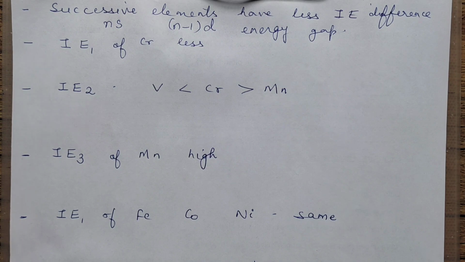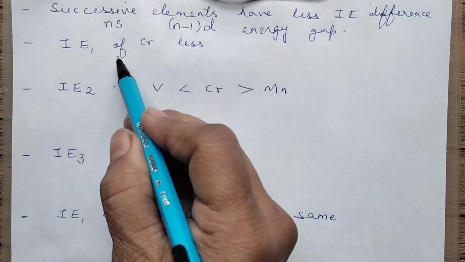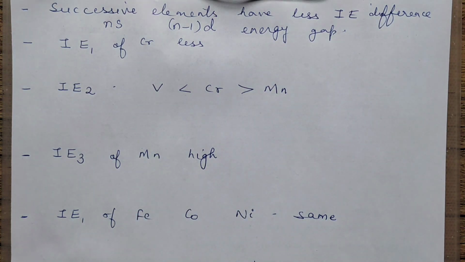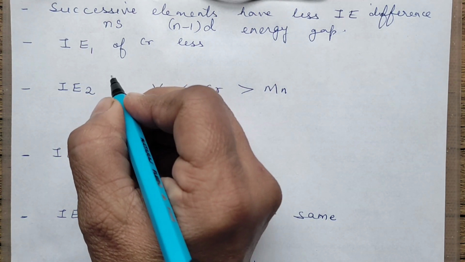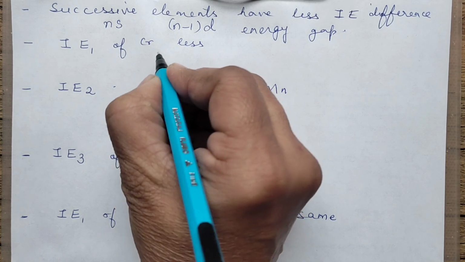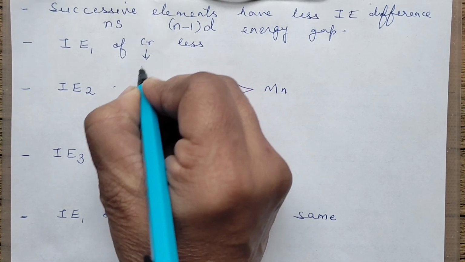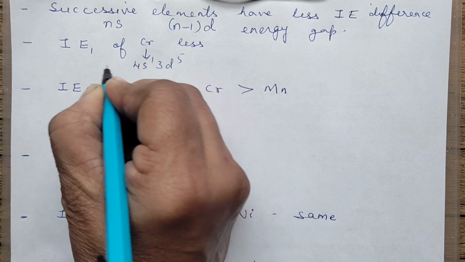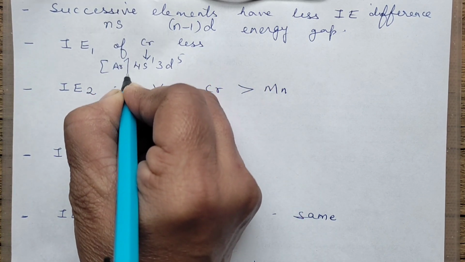Okay. The next thing is that the first ionization enthalpy of chromium is less. To answer all these questions, we should take care of their configurations. So, chromium configuration is 4s1 3d5. Of course, argon is there. So, we are writing the main configuration.